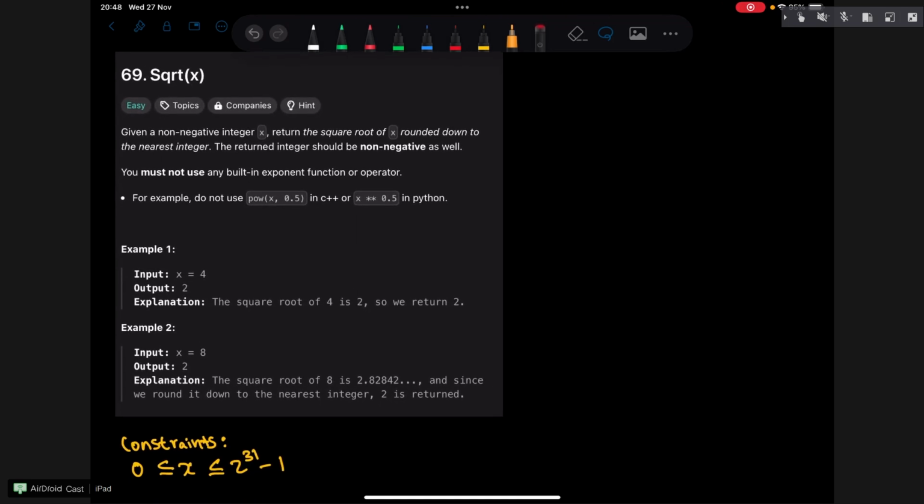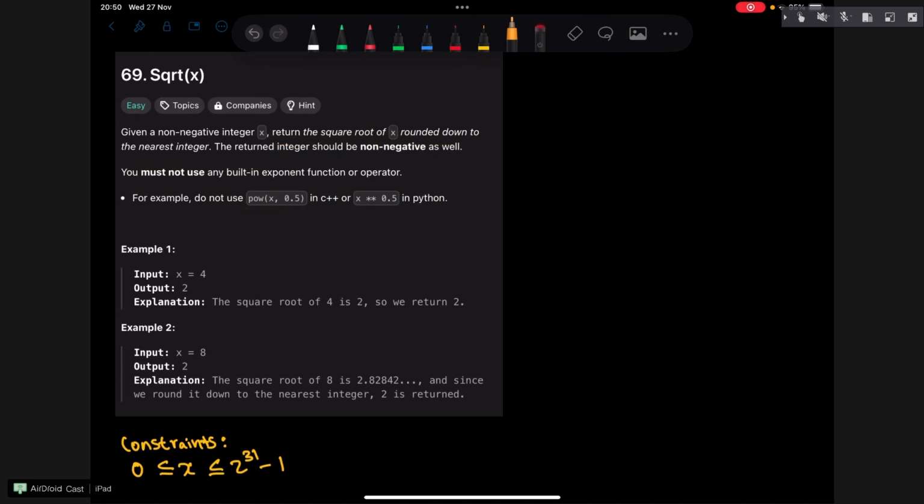So we are given a non-negative integer x, and we want to find out the square root of x. Whatever is the square root of x, that is what we want to find. Okay, so I can say t is equal to root of x. Then I have to return the same thing rounded down to the nearest integer, and the integer should also be non-negative, so we cannot return negative values. We cannot use the built-in exponent operator or power or x double star operator in Python.